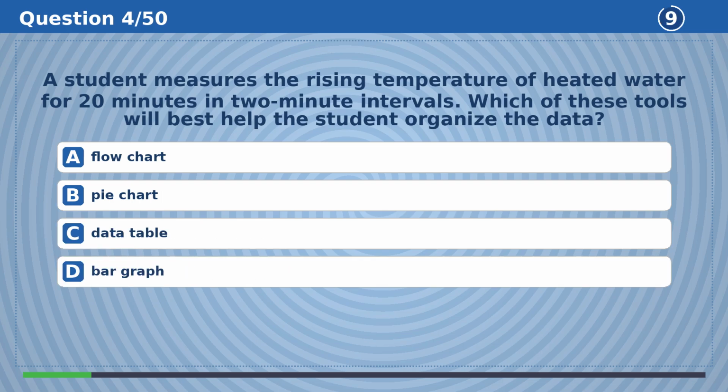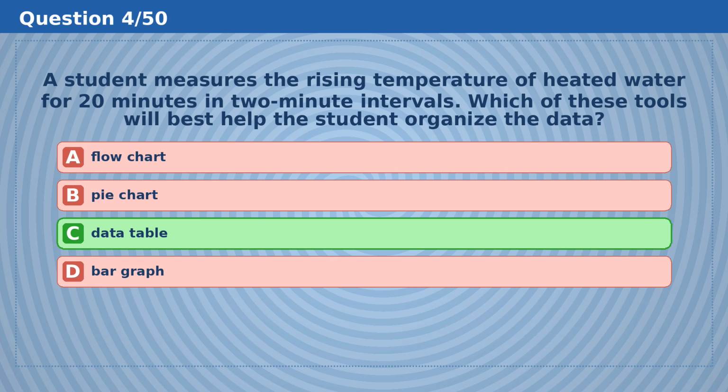A student measures the rising temperature of heated water for 20 minutes in 2-minute intervals. Which of these tools will best help the student organize the data? The answer is C. Data table.